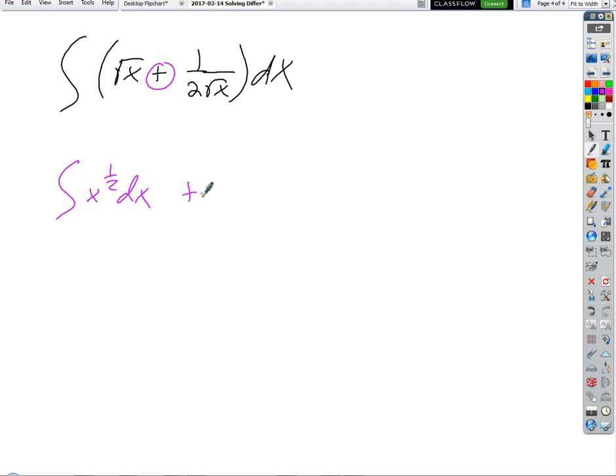Now what about this guy? How am I going to rewrite this one? The antiderivative of 1 over the square root of x is x to what power? Negative 1/2. And what about this 1 over 2? Well, that's a constant, right? So I can pull that out front. Should be negative. And now this fits.